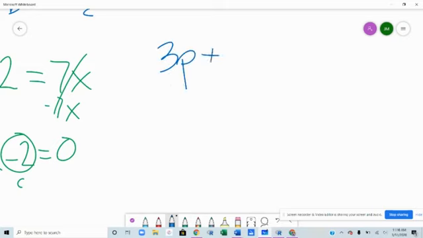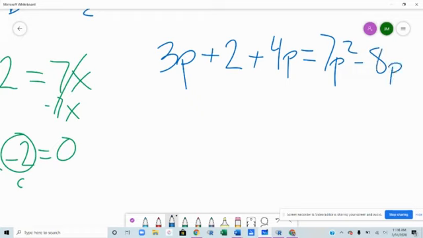3p + 2 + 4p = 7p² - 8p. Okay, a little bit more stuff going on here. So as you get started, there's a couple of things and a couple of methods of how you can start, kind of a personal choice. Some of you may try and move these terms first because you know you want it to be equal to 0.